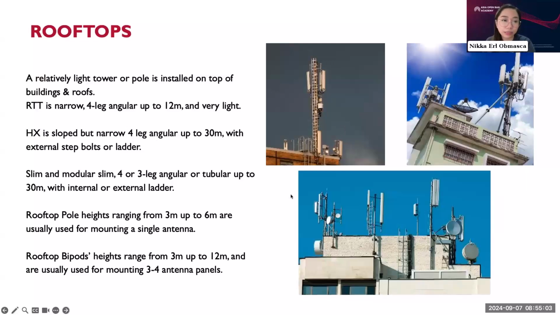So these are slim. Yung pole natin, nag-height lang siya or nag-range lang siya from 3 to 6 meters. Tapos, yung rooftop bipods naman natin is height ranging from 3 meters to 12 meters and are usually for mounting 3 to 4 antenna panels. So, ayan. So, kung i-observe nyo, yung mga rooftop RAN natin, ganito yun, yung mga itsura nila.